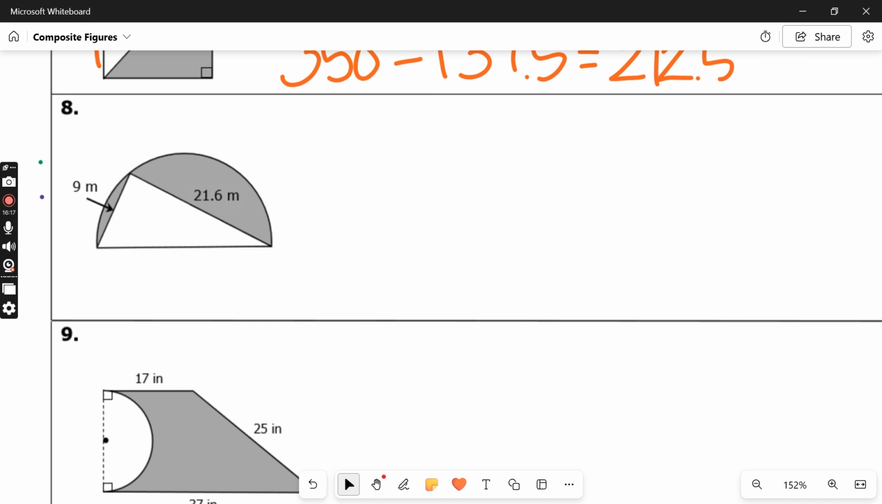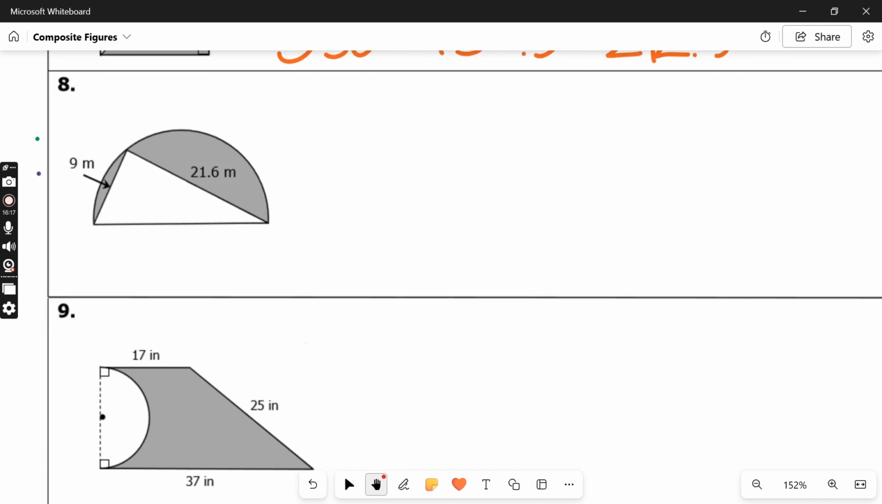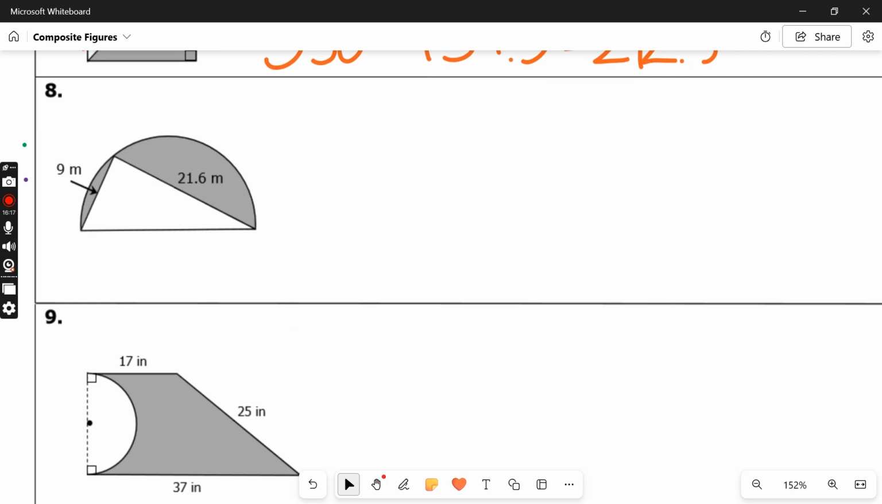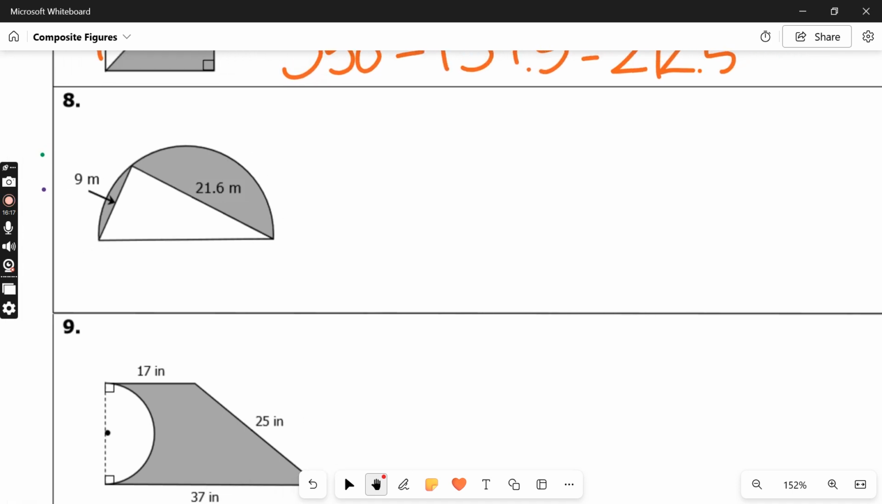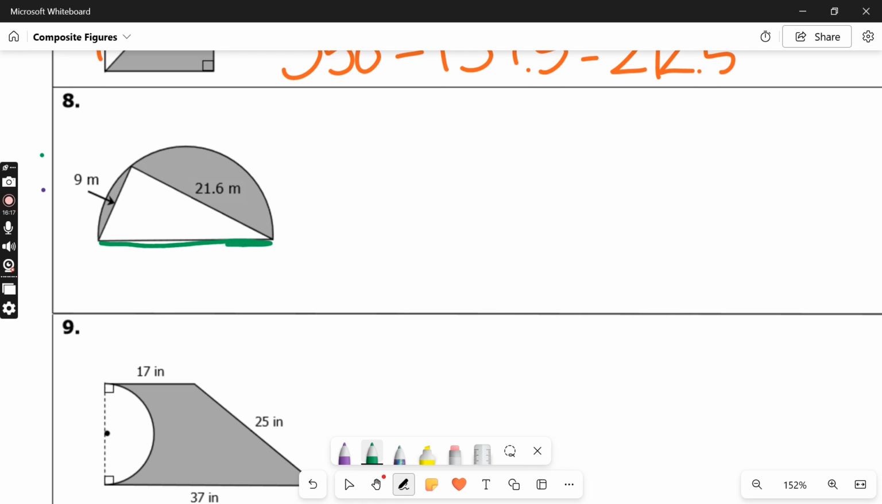This one we have a half circle and a triangle. It is a right triangle, so I know it doesn't have anything labeled here, but since this is a diameter, let me get a pen. Since this is a diameter, this is a right angle. Just so you know. So on number 8, we do need information about this side so that we can answer questions.